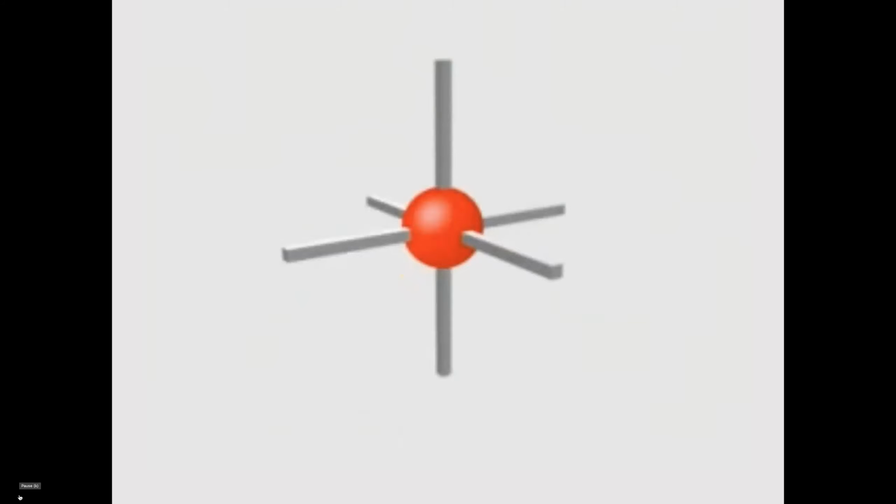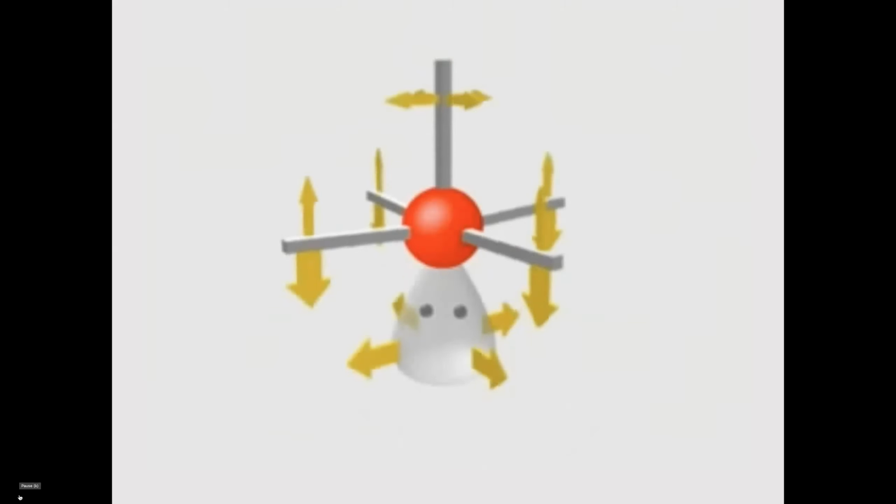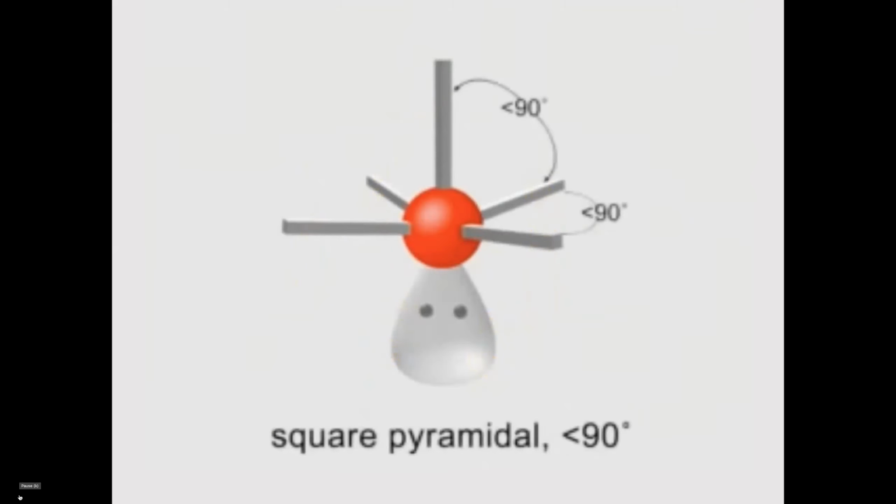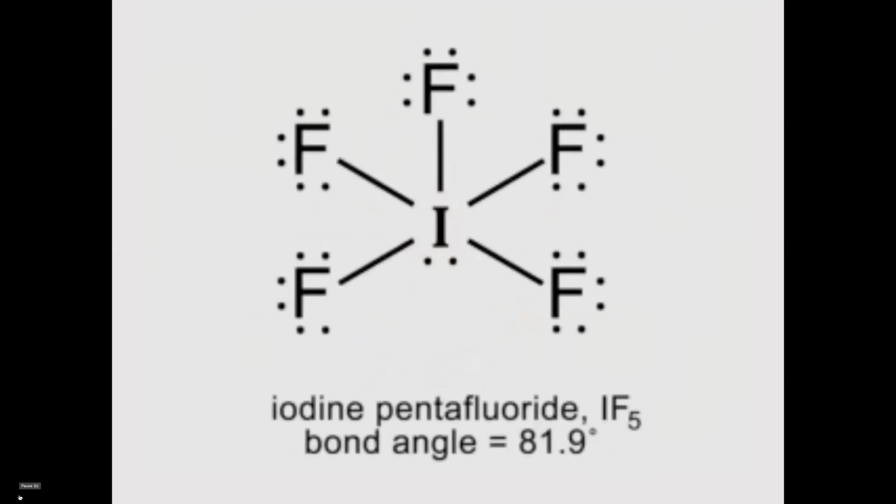Unlike the trigonal bipyramid, all positions are equivalent in an octahedron. So one lone pair can take any position to give the square pyramidal shape with all bond angles less than 90 degrees. Iodine pentafluoride has this shape.